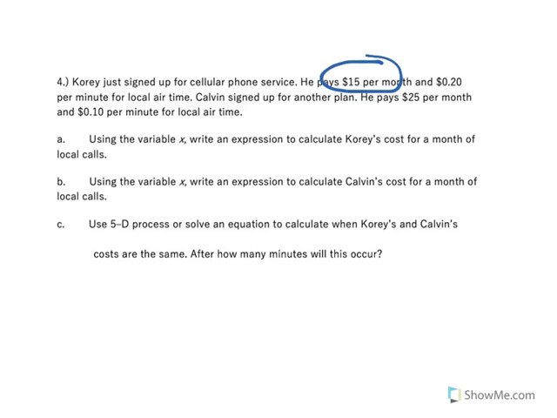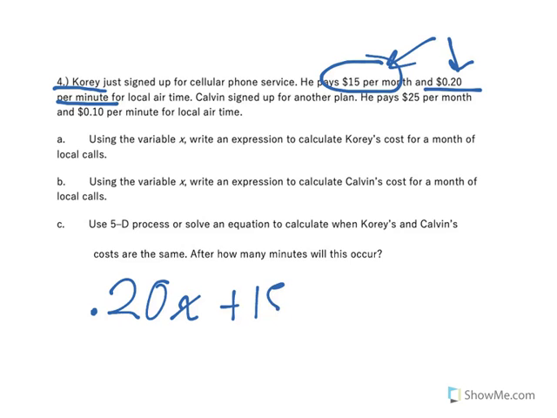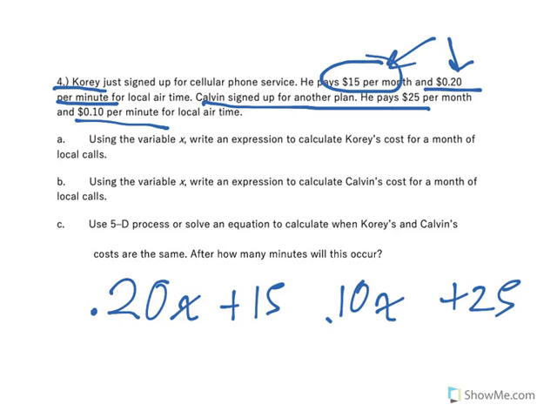Okay, he has $15 a month and 20 cents per minute. Therefore, per month he pays 15 bucks. For every minute he's on a line, he pays 20 cents. Therefore, that expression per month is going to be 0.20x plus 15. Calvin signed up for another plan. He pays $25 a month and 10 cents per minute. So that's going to be 0.10x.